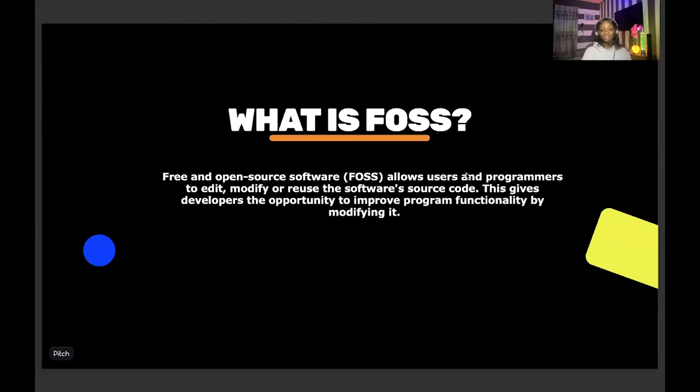Well, just for clarity, what is free and open source software for us? Free and open source software is software that allows users and programmers to edit, modify, or reuse a software source code. It gives developers the opportunity to improve program functionality by modifying it. It is free in the sense that there's free liberty. It could be used and studied by everybody. Open source because the source code is open to be modified and used.